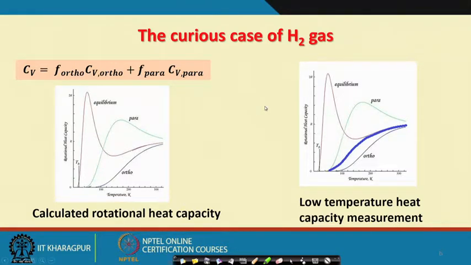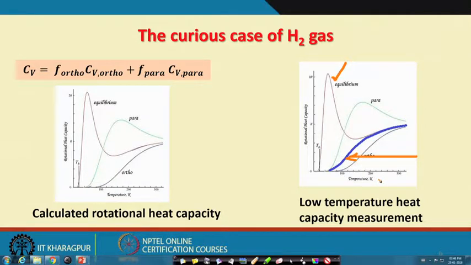But now you see, if you do a measurement at low temperature, the experimental data is what you see here through the dark blue line. So, this is the prediction of theory that you see for the equilibrium, where you assume that if there is an equilibrium between the ortho and para hydrogen at a low temperature where it is dominated by the para hydrogen, this should be the variation. But in the experiments, this is what we get.